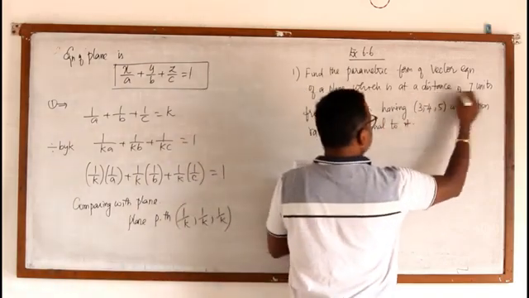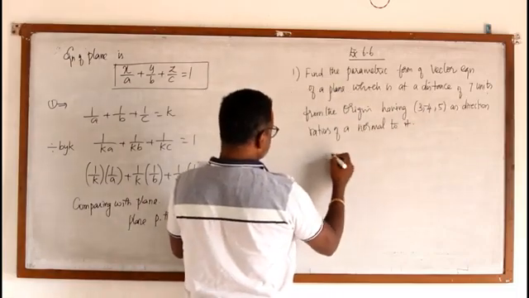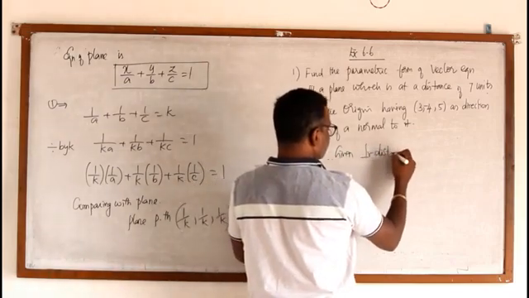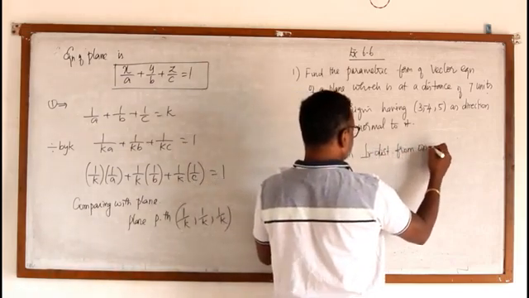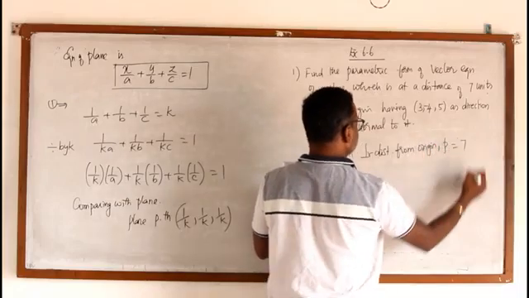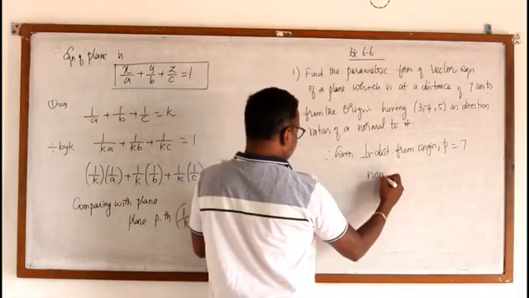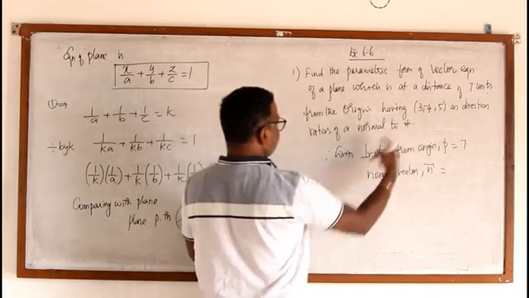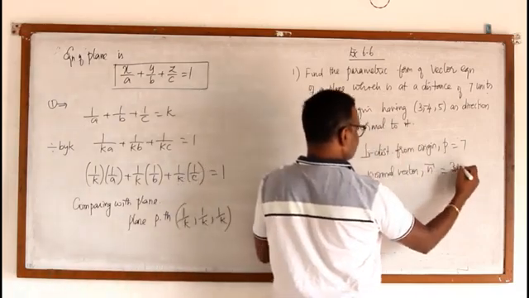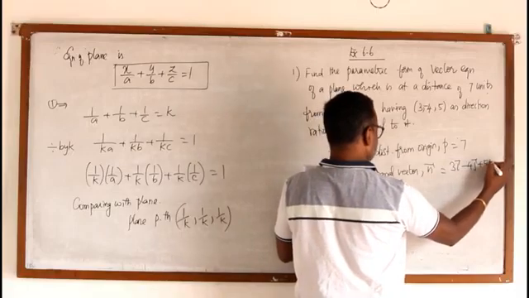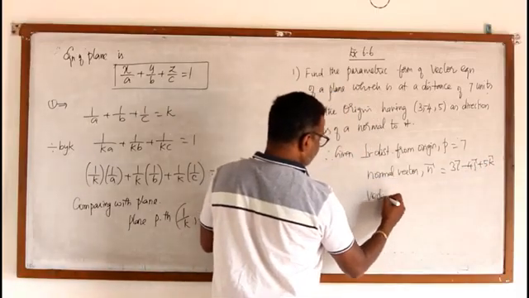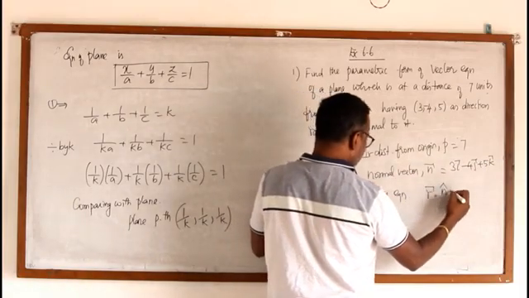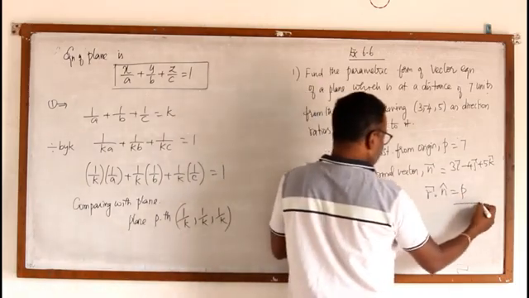Distance of 7 units from the origin means the perpendicular distance is given. A given distance always means the perpendicular distance. Perpendicular distance from the origin we denote by small p, that is equal to 7. The normal vector n is, since these are the direction ratios normal to it, 3i minus 4j plus 5k. Therefore, the vector equation: remember when the perpendicular distance is given, then r dot n cap equal to p, not n vector. So we should keep this as 1.